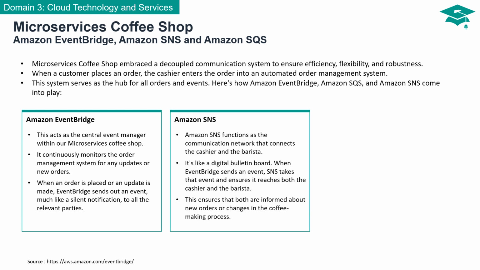Amazon SNS functions as the communication network that connects the cashier and the barista, much like a digital bulletin board. When EventBridge sends an event, SNS takes that event and ensures it reaches both the cashier and the barista. This means that both the cashier and the barista are promptly informed about new orders or changes in the coffee making process. SNS ensures that the right information gets to the right people at the right time.